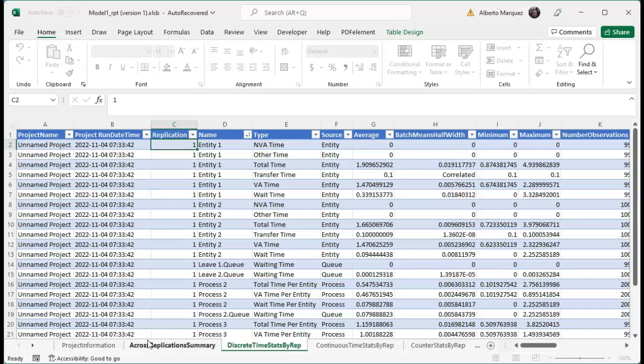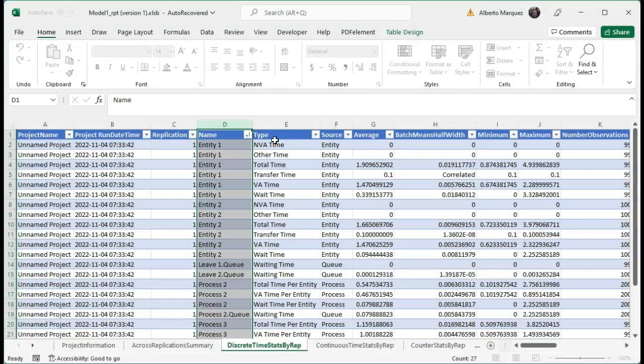And this output has the project name. I didn't have a name for the project when the project was run, and then in the model I have two entities, or entity types, and we have the information associated with that entity type. So this is what we would call entity-based statistics, because each entity contributes its own data to the average. For instance, well, let's go into the detail of what we have here.